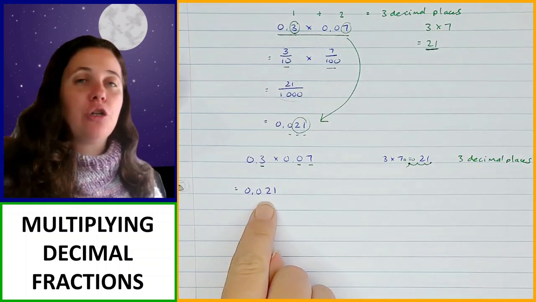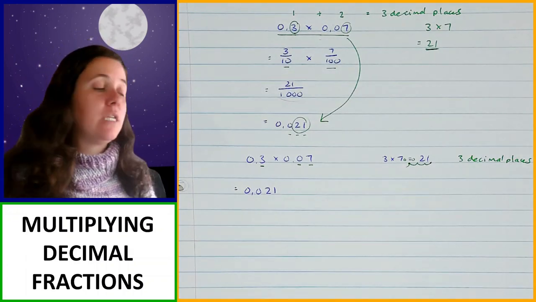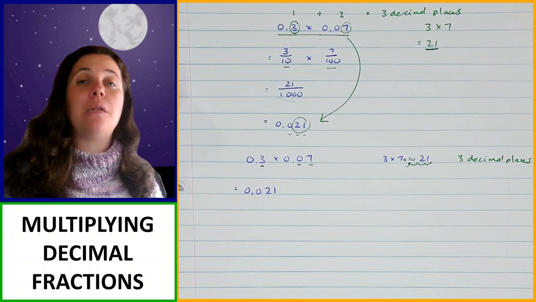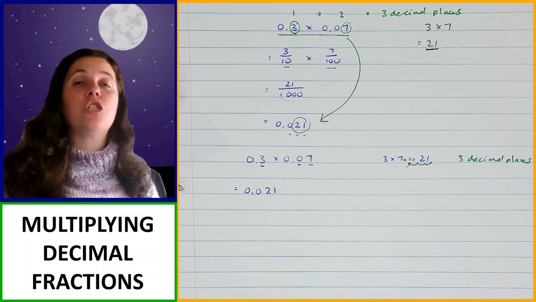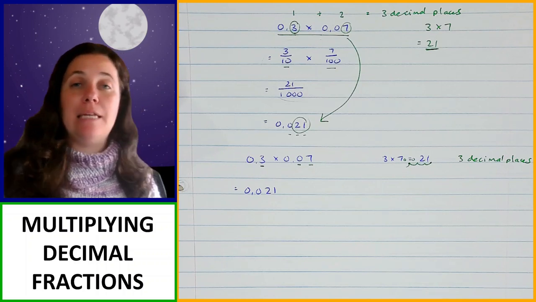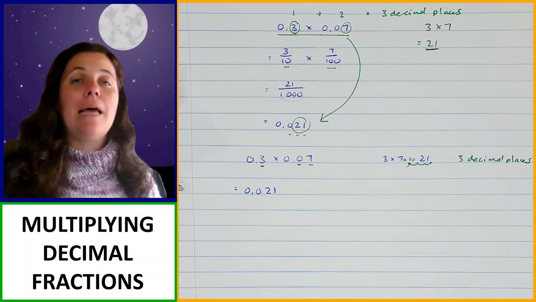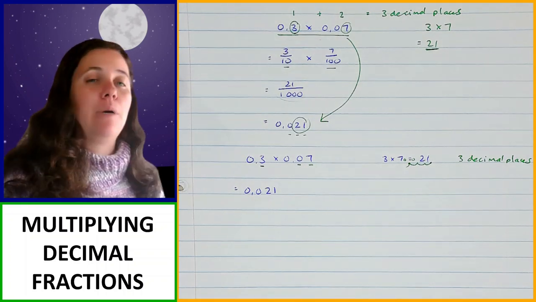So that's how we're going to go about doing our multiplication. First, we need to multiply the number part of the two fractions together, ignoring the decimals. Then we need to work out how many decimal places I need to have in the product, and then I need to put that information together to get my answer.